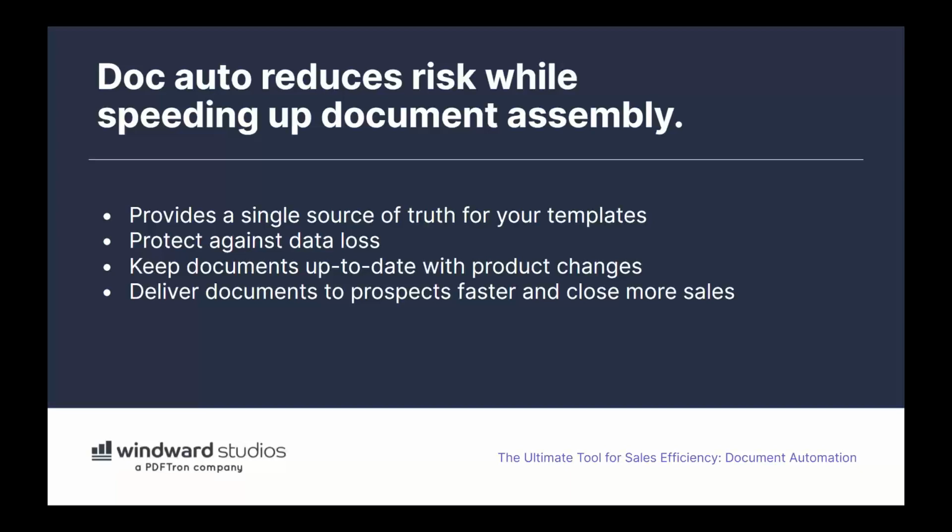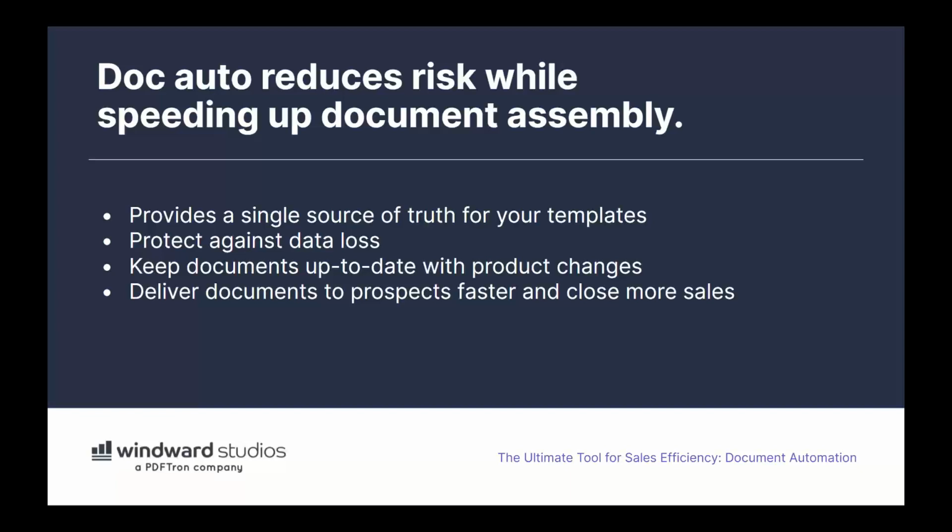So for document automation, since you have a single source of truth for your templates, you have a single template that contains all your branding, all of your formatting, all of the content that needs to go out to that end recipient, and then the data is substituted in at runtime. This protects you against data loss. You always know that the correct data for this new instance of the document is populated into that template. And it also keeps documents up to date with product changes. As the data changes in your CRM or your other data sources, that will immediately be propagated in the document.